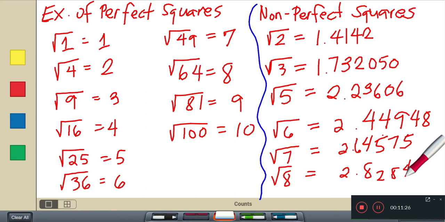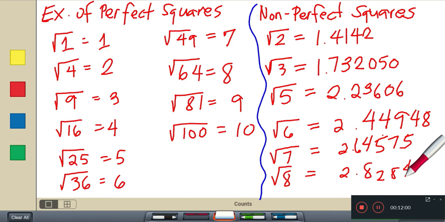As you can see, for a non-perfect square, if you put the square root in your calculator, it will give you a decimal. But if you put in a perfect square, like square root of 1, 4, 9, 16, 25, 36, 49, 81, 100, it will give you a whole number. So it's really a good difference between the perfect square and non-perfect square.